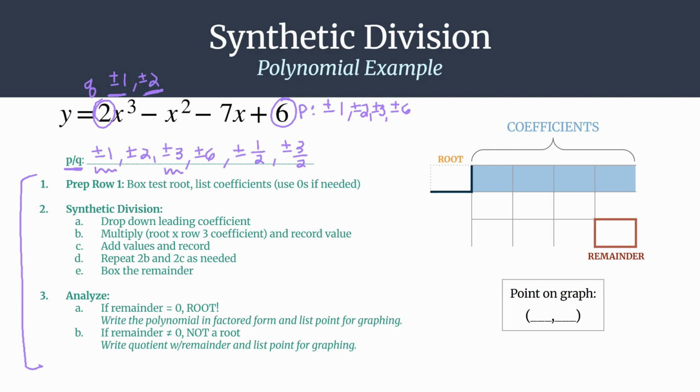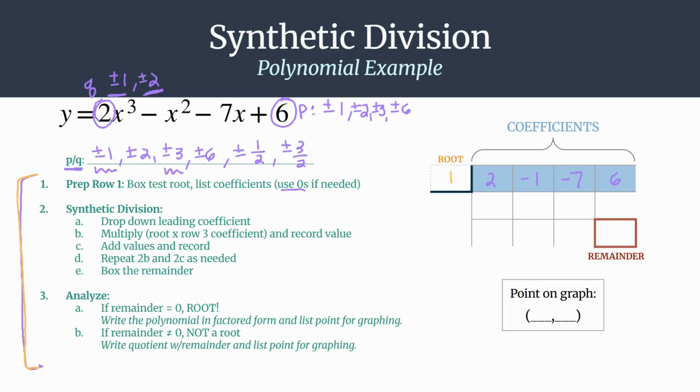All right, for this example, let's start with positive 1 as our root, and we are moving into now this method, so we're going to prep row 1 as our first step, box our test root, positive 1, and then we're going to list our coefficients from our polynomial. Make sure you check the sign, and then if you did skip a term, like say there wasn't an x squared term, you would need to put a 0 as a placeholder. That's what this means here. All right, but that is not our case here. We have a 2 as our x cubed coefficient, a negative 1 as the x squared, a negative 7 as the x, and a 6 as the constant. All right, so this is our setup, and we are ready now to actually do synthetic division.